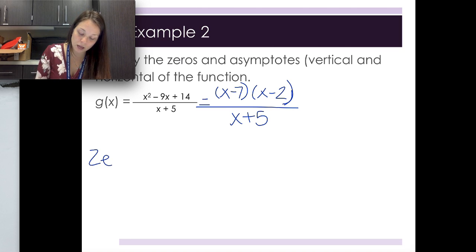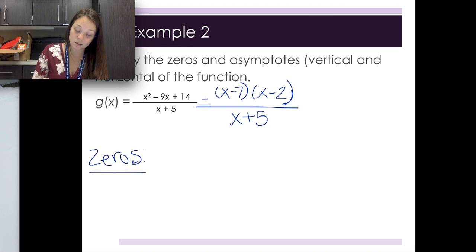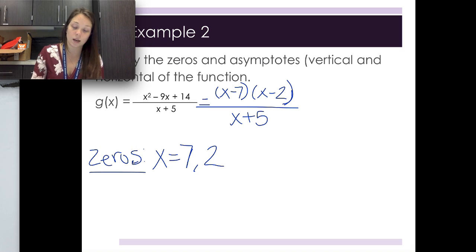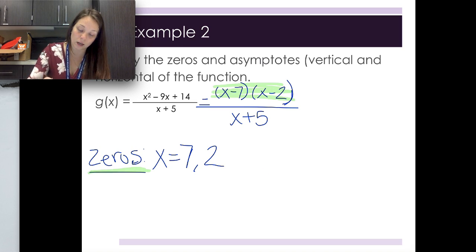Finding our zeros, as we already talked about since the last lesson, is by solving that numerator for x. So we would get zeros at positive 7 and positive 2. And again, that is coming from solving the numerator. That's how we're getting the zeros.